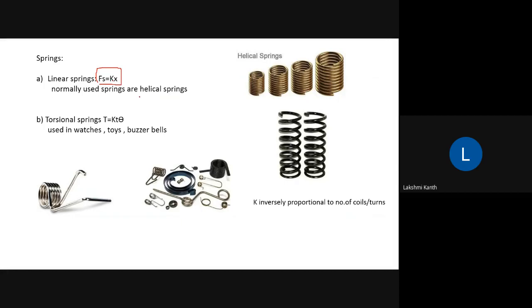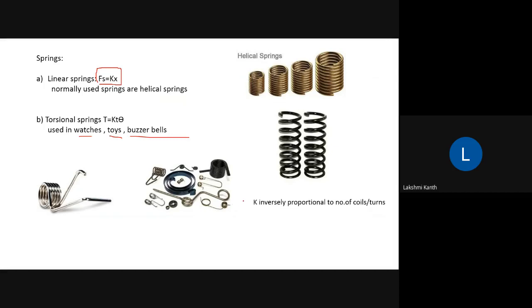Okay, so normally used are helical springs. So these are the helical type of springs. If it is a linear type of motion, these type of springs are recommended. If it is rotational, all this comes under torsion. So these type of torsional springs are used in watches, toys, buzzer bells, like that. Okay, so they are using this.